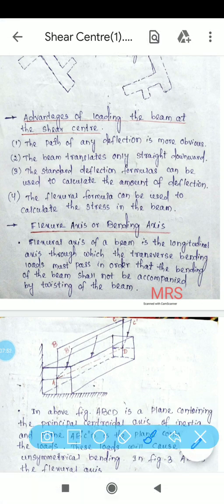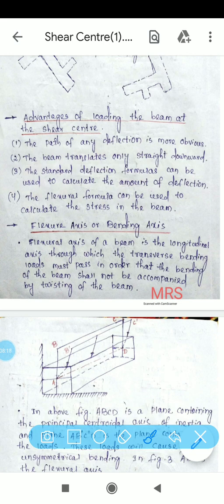Then, advantages of loading the beam at the shear center. What are the advantages if the load acts at the shear center of the beam? The beam translates only downward. So the first advantage is that the beam translates downward. This one is your downward force. Then the standard deflection formula can be used to calculate the amount of deflection.